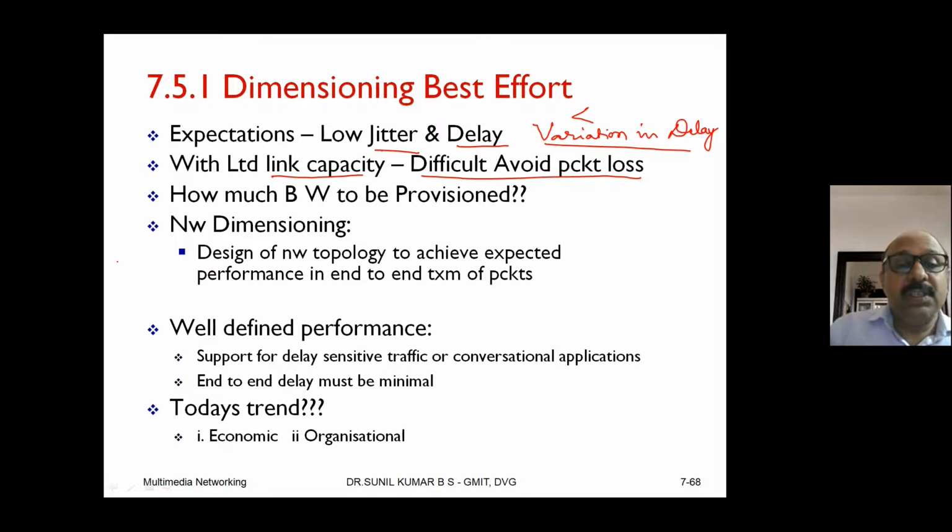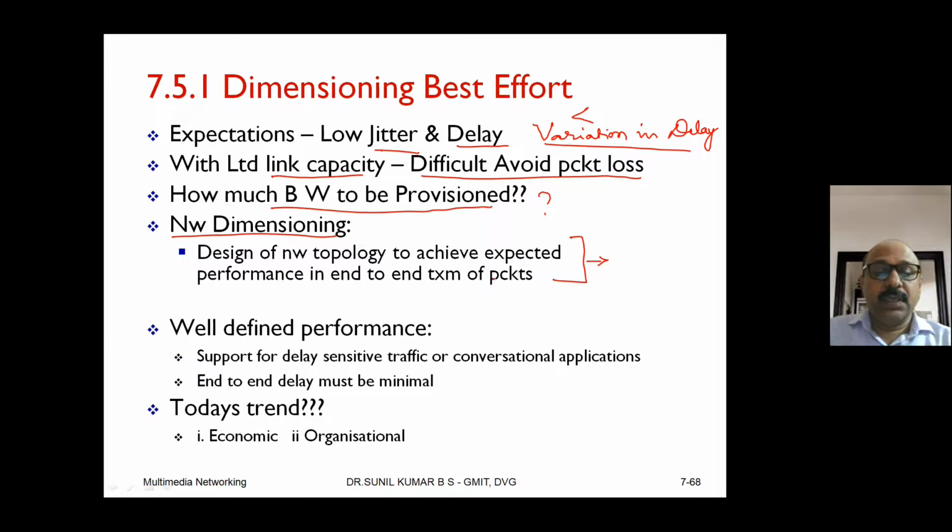Now the question is how much bandwidth is to be provisioned. This is the biggest question for us. It's very difficult to say vaguely how much bandwidth is required for a given application to run. If you go on increasing the bandwidth, there is an unlimited requirement. So that is why there is one new terminology, dimensioning the network. The explanation of dimensioning the network is the design of network topology to achieve the expected performance in end-to-end transmission of packets. So this concept is very clear.